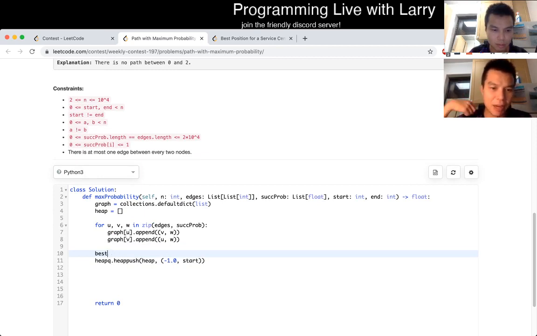Yeah, we start by, and this may look a little bit odd, but in Python the heaps are min heaps, so that's why I take the negative value. But what I do is that the base case is that the starting node has a 100% probability of starting, so I put in a 1 there.